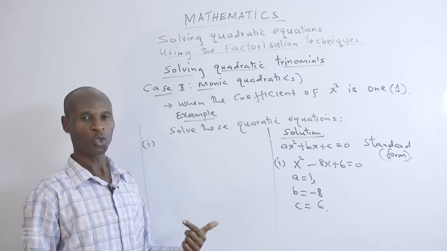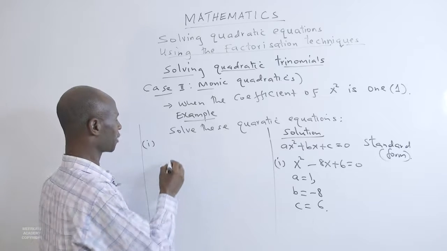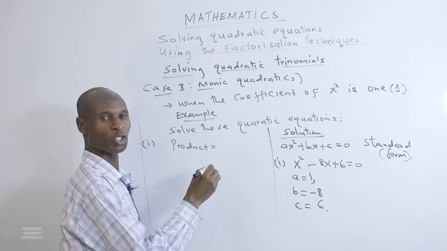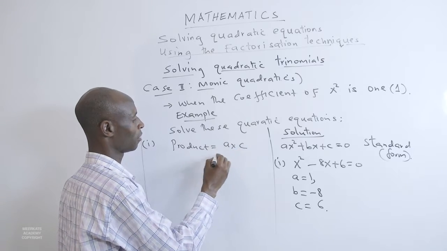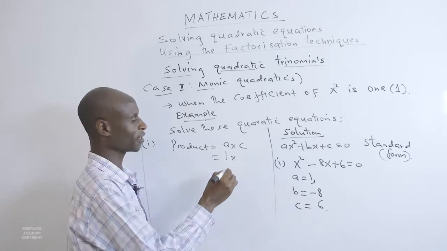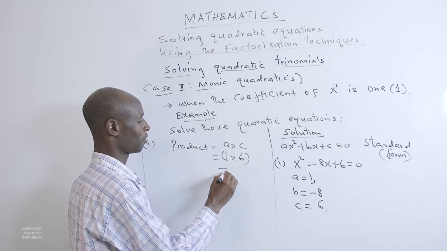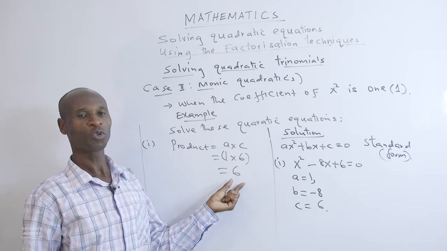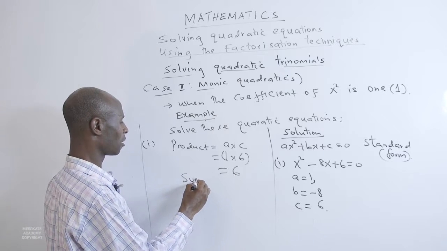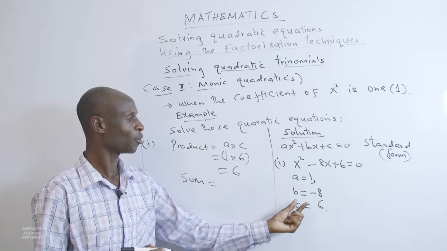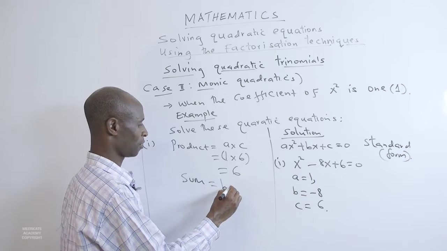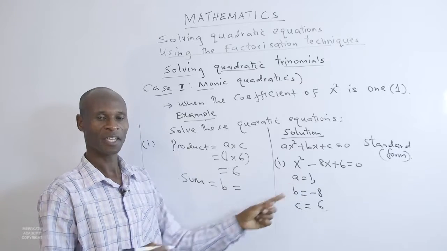So we look for two numbers such that the product will be equivalent to a times c. In our case, a is 1 and c is the constant term, which is 6. So we look for two numbers. When you multiply, you get 6. But when you add, on adding, we are supposed to get b, in our case, is -8.